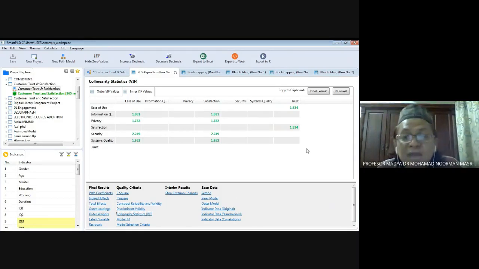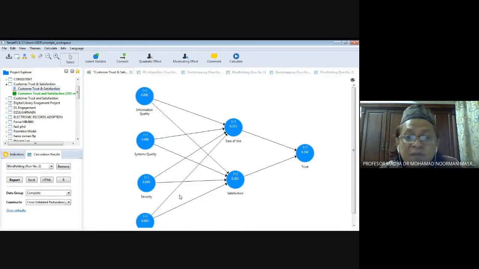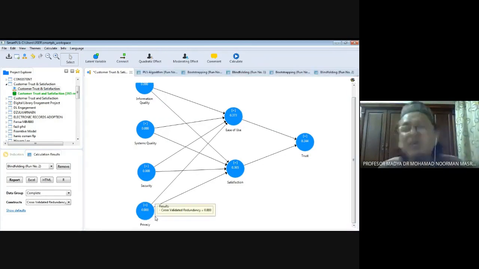So if they are overlapping, now let's say here privacy and satisfaction. Okay, sorry, the satisfaction and trust. Now let's say satisfaction and trust, the value is 6.00. Okay, look here, privacy and trust, the value is so big, so that means they are overlapping. So meaning to say, you have to remove privacy from the model.